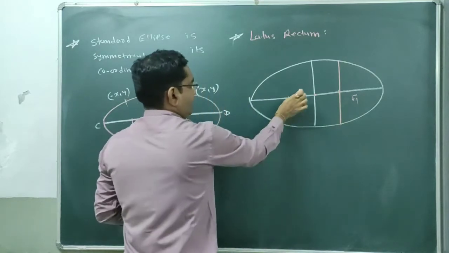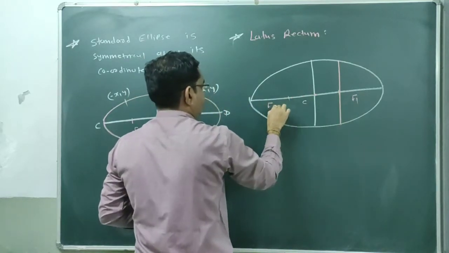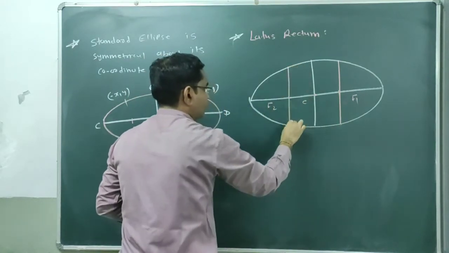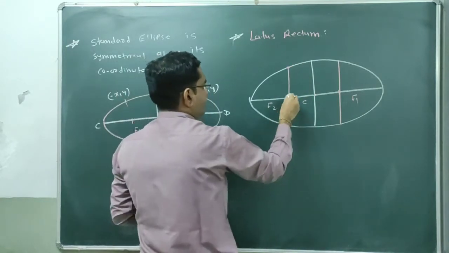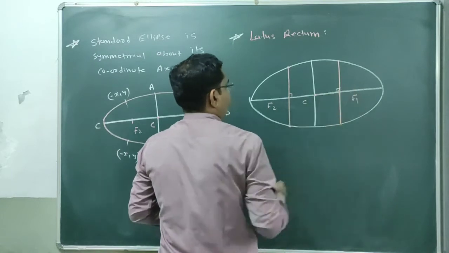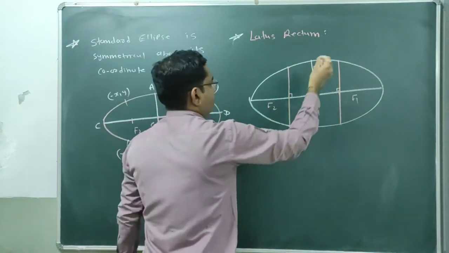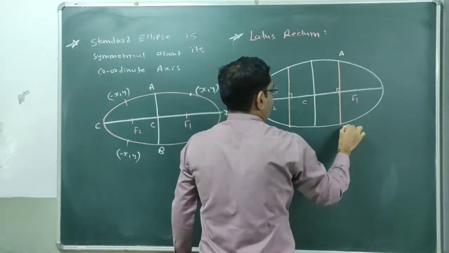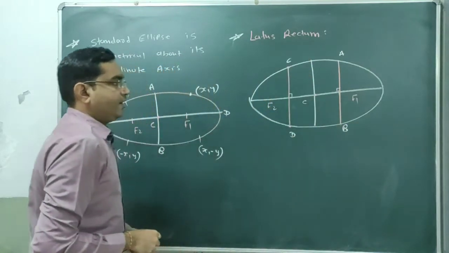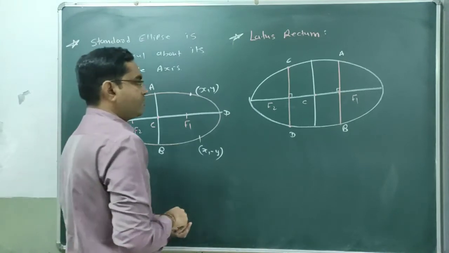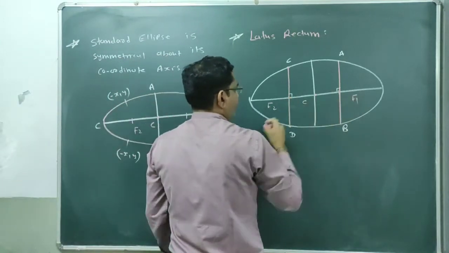In the same way, we are getting another line segment which is also passing from this focus, end points lie on the ellipse, and it is perpendicular to this axis of the ellipse. So this is nothing but the latus rectum. So this length AB or this length CD is nothing but the latus rectum. Latus rectum is passing from this focus F1 and F2.